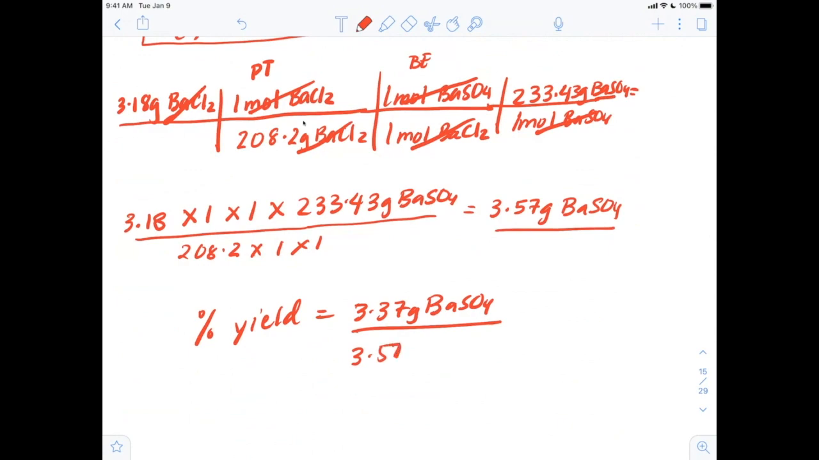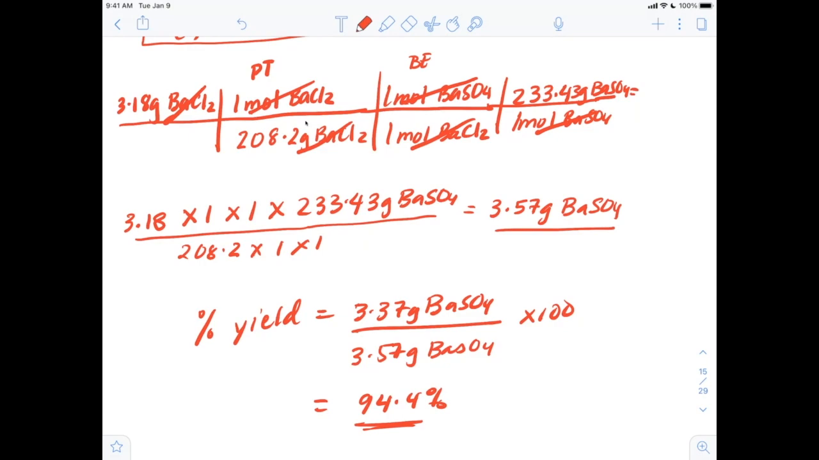divided by the amount that we wanted to get, but we missed the mark, right? 3.57 grams of barium sulfate, and then times 100. What percent is that? 3.37 divided by 3.57 times 100. Not bad. We still have 94.4% accuracy. We still have that percent yield.